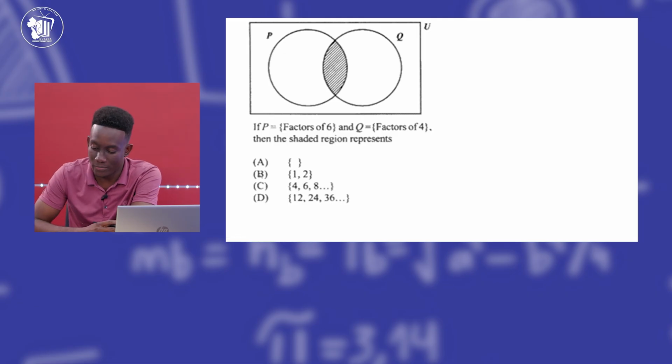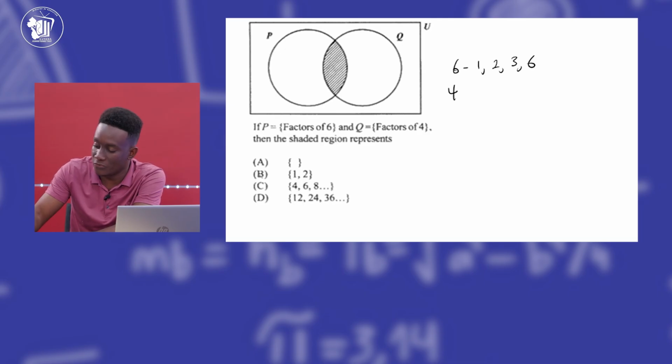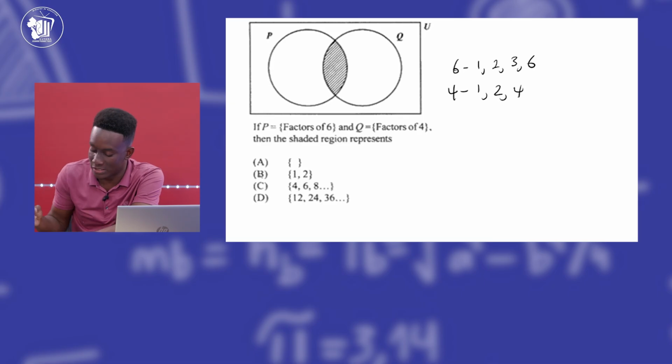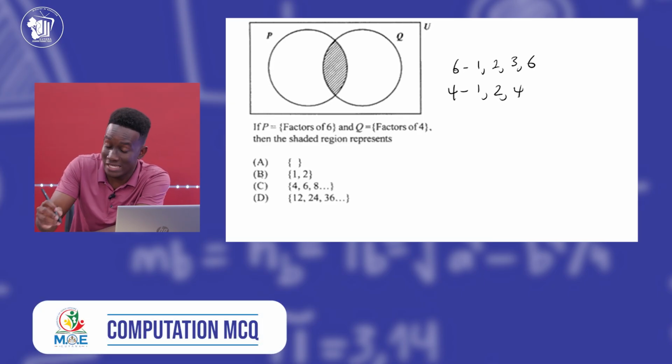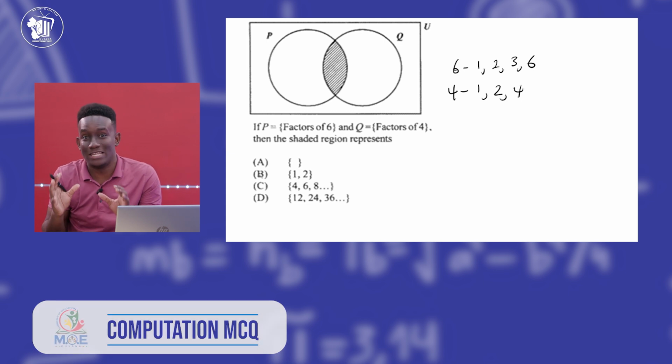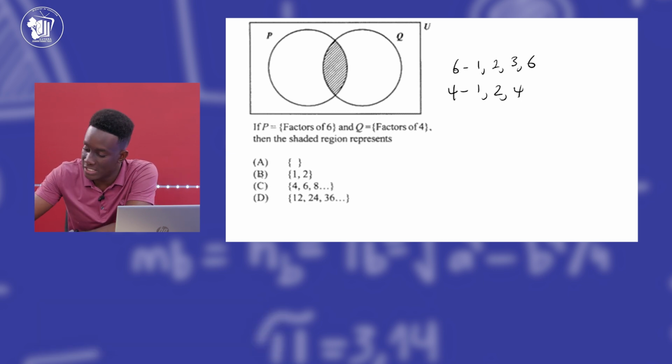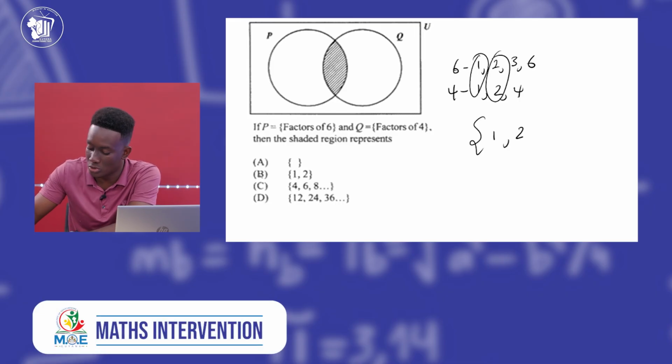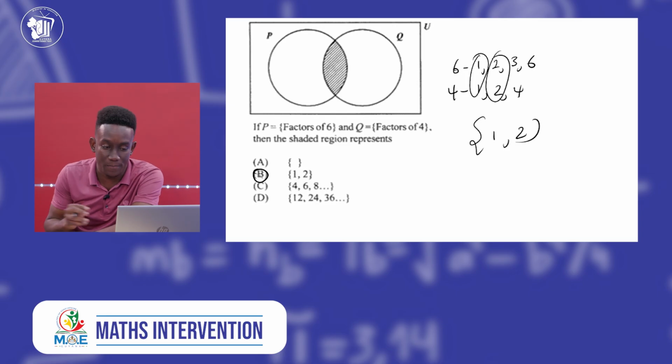This question has a diagram. If P equals factors of 6 and Q equals factors of 4, then the shaded region represents. Factors of 6 would be 1, 2, 3, and 6 itself. And factors of 4 will be 1, 2, and 4 itself. So this shaded region represents the intersection, which means the elements that are common in both sets. In this case we have 1 in common, 2 in common. So the intersection would be {1, 2}. Hence the answer here is B.